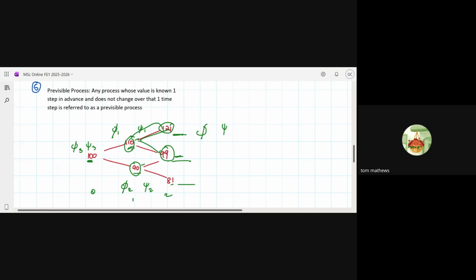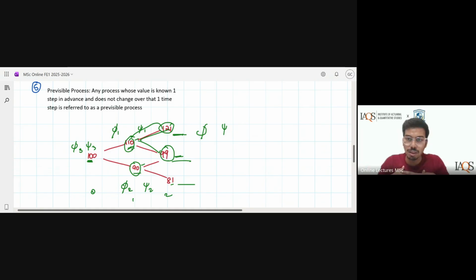Some sort of a stationary process? I mean, intuitively in English, yes. Statistically, stationary is something else. But intuitively in English, yes. It's not going to change. It's going to stay constant.